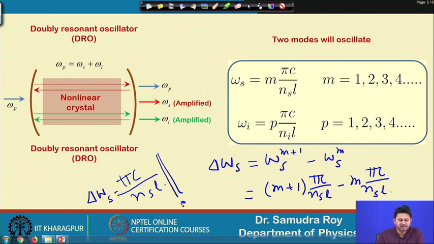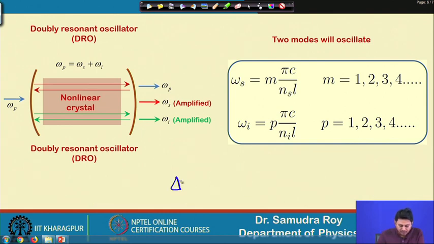If it is a nonlinear crystal, different kinds of nonlinear crystals have different refractive indices. Suppose it is 2.1 or 2.3, and L is a value, say a few centimeters. Putting in all these values, one can understand what the frequency spacing between these two allowed modes should be. This calculation is easy, and one can understand the order of this frequency spacing by putting in a suitable value here. L is of the order of a centimeter, as I mentioned.